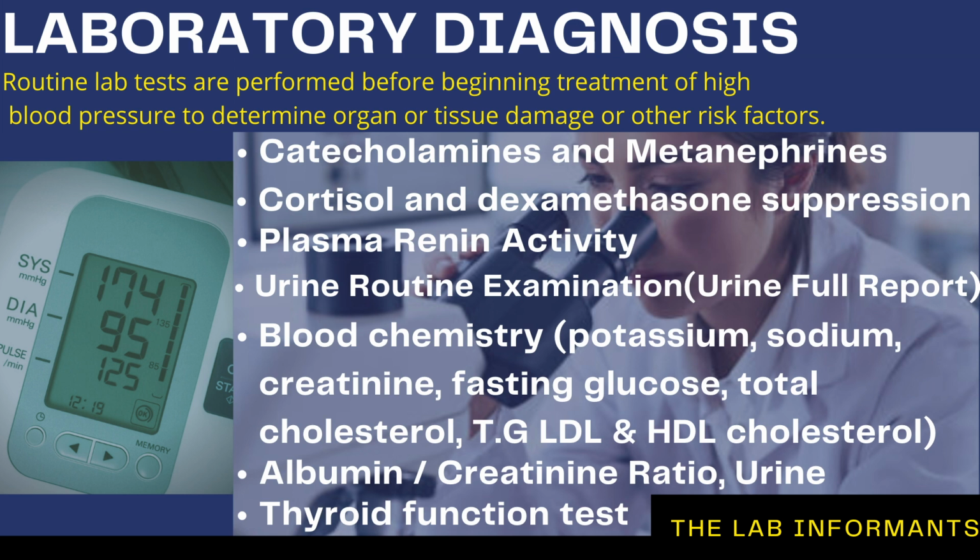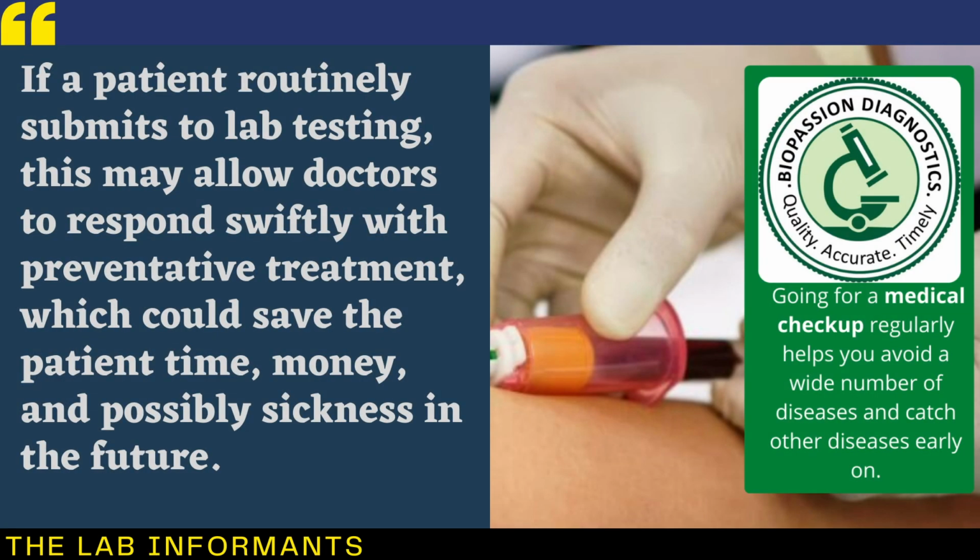Furthermore, overproduction of parathyroid hormone triggers high blood pressure. Therefore, quality laboratory testing in determination of both thyroid and parathyroid hormones provides key information in accurate diagnosis and management of hypertension. If a patient routinely submits to lab testing, this might allow doctors to respond swiftly with preventative treatment, which could save the patient time, money, and possibly sickness in the future.